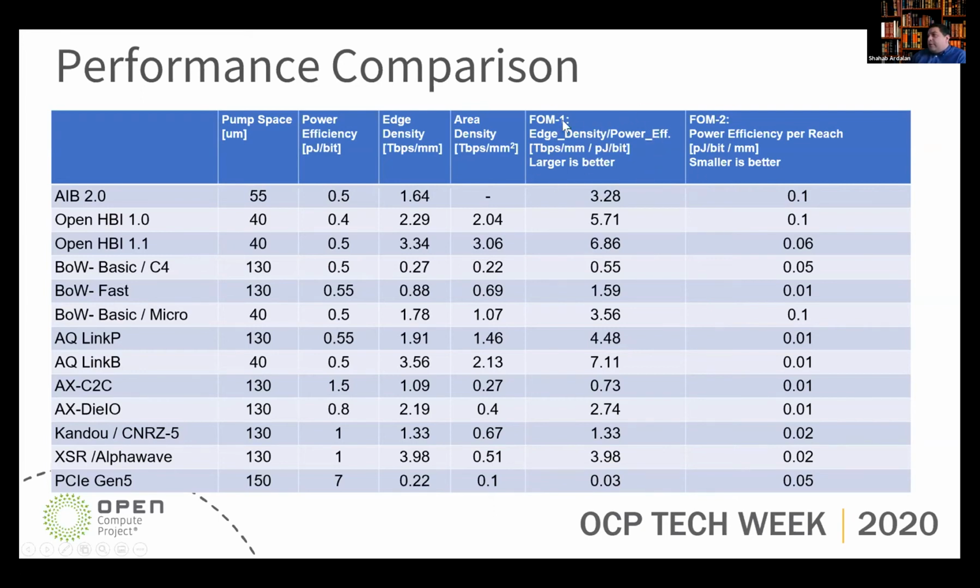Also, it was important for us to add another level to this FOM. We saw that the power dissipation and the edge density don't capture how much compensation of the channel loss we have. Basically, there is no information on how far we can reach. Therefore, we introduced another FOM, which is picojoule per bit per millimeter of reach. And again, smaller is better, and we see most of the people are on the order of 0.01 FOM.